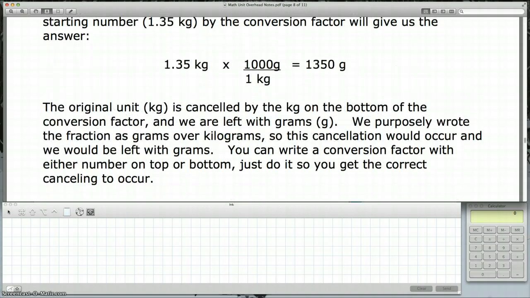We could also continue to convert this into some other unit, and I'd just add another conversion factor. So if I wanted to convert it into pounds, kilograms to grams and then to pounds, I'd just multiply by another conversion factor. And we'll do an example like that in a second.